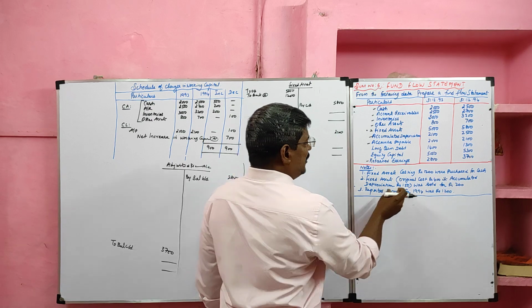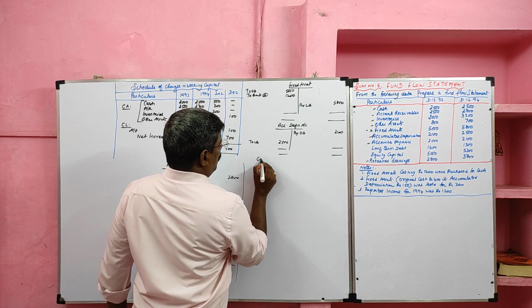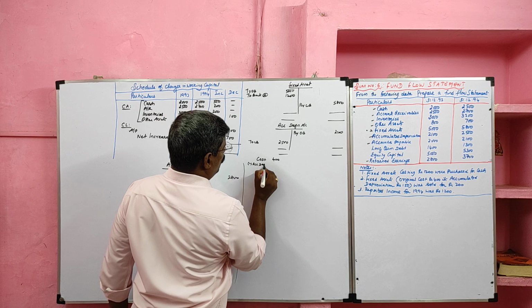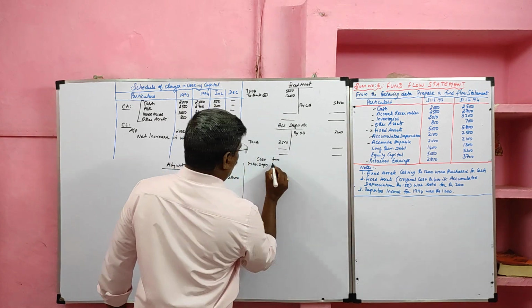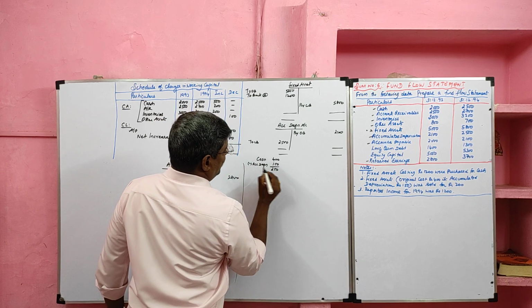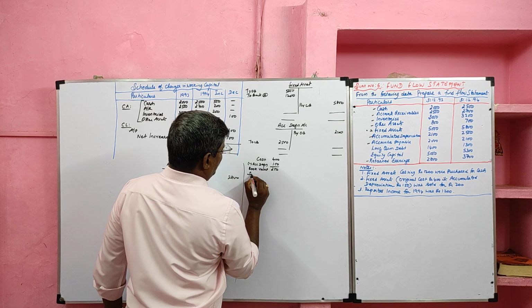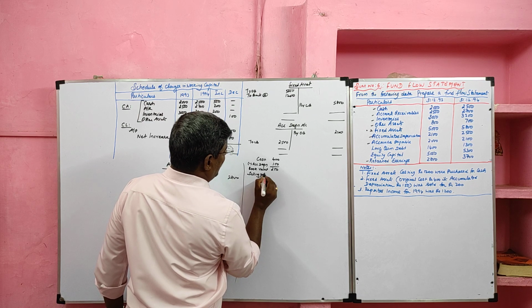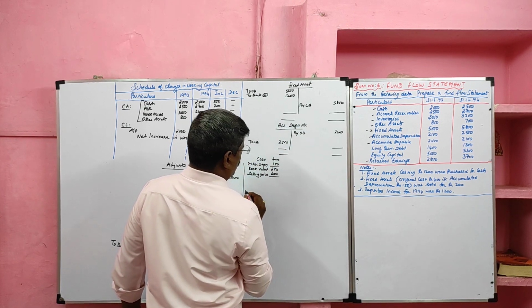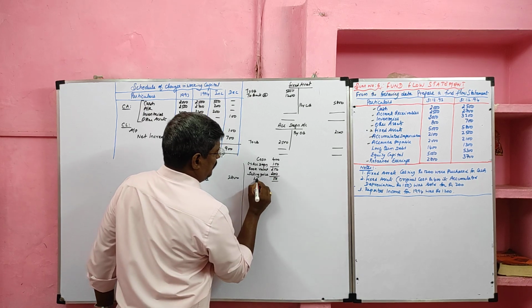Then information relating to the part of fixed asset sold is also given. Its original cost 400. Sold asset accumulated depreciation rupees 150. If we deduct accumulated depreciation from the original cost, we get book value. Then we have to compare with the selling price of the asset sold. So they sold for how much? 200 rupees. So they incurred a loss of rupees 50.